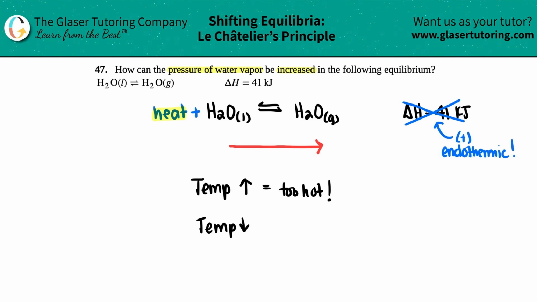So how can the pressure of water vapor be increased? All you got to do is just increase that temp. If we did the decrease in temp, you would see that it would be the reverse direction. And that's not the answer. So I'm just going to erase this. So that answers the question. All you got to do is just increase the temperature.